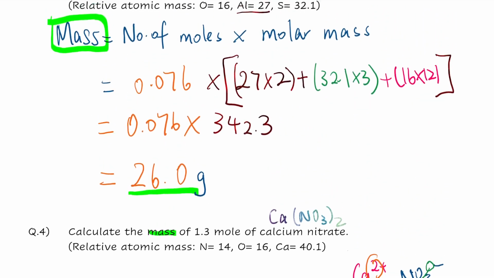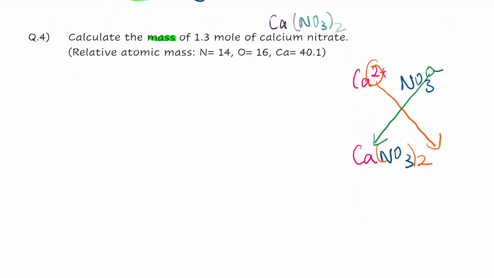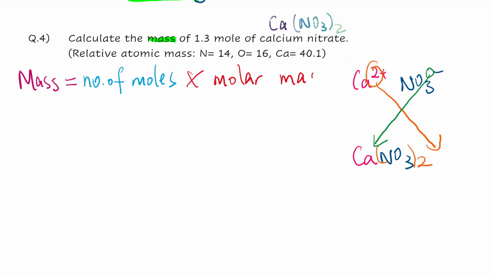Okay, now let's use our equation of finding the mass. It's the same one that we did here. Mass is equal to the number of moles times the molar mass. So let's write it. Mass would be equal to the number of moles times the molar mass. Now this time, are we given the number of moles? Yep, we are also given the number of moles. You can see here, it is 1.3. So let's write it down, 1.3 times the molar mass.